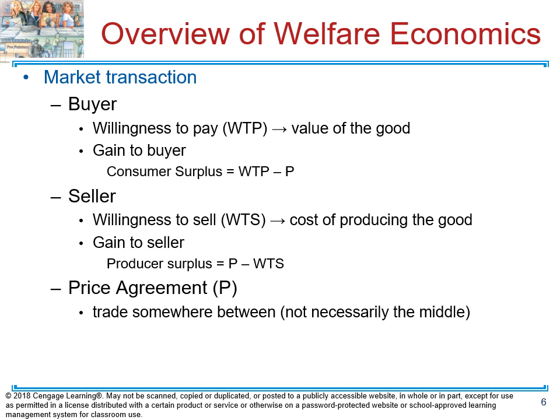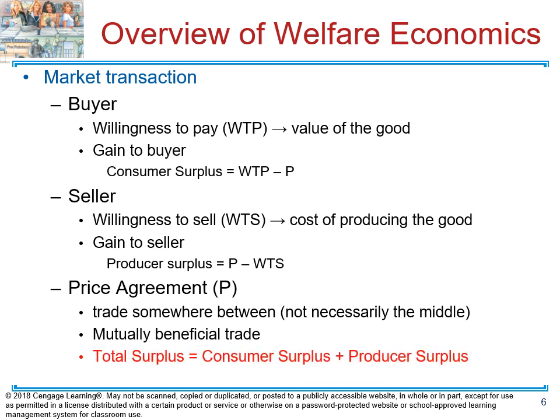Now, the individuals are going to trade at a price somewhere between the willingness to pay of the buyer and the willingness to sell of the seller, somewhere between, not necessarily the middle. And this agreement must be a mutually beneficial trade, otherwise they would not agree to it. Most importantly, our measurement of economic well-being in economics is what we call the total surplus, which is the sum of consumer surplus plus producer surplus. So this transaction provides a gain to the buyers and a gain to the sellers. When we add up those gains, that gets us our measurement of economic well-being that we call total surplus.